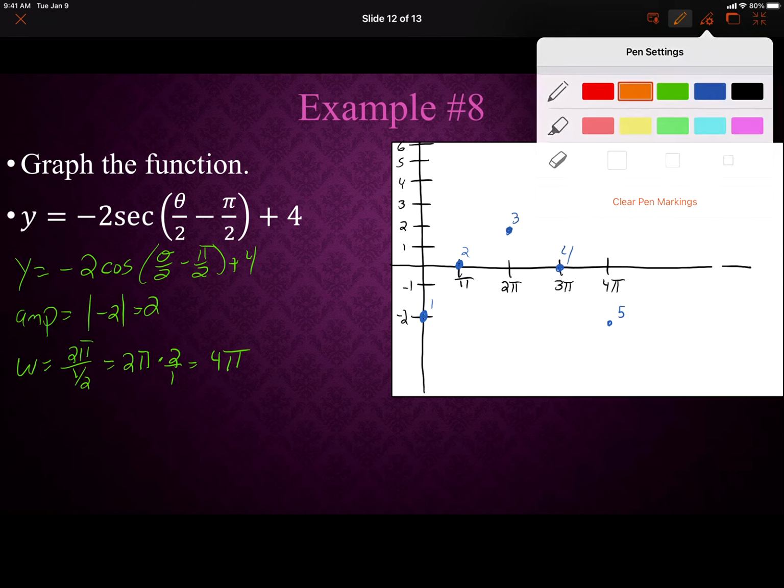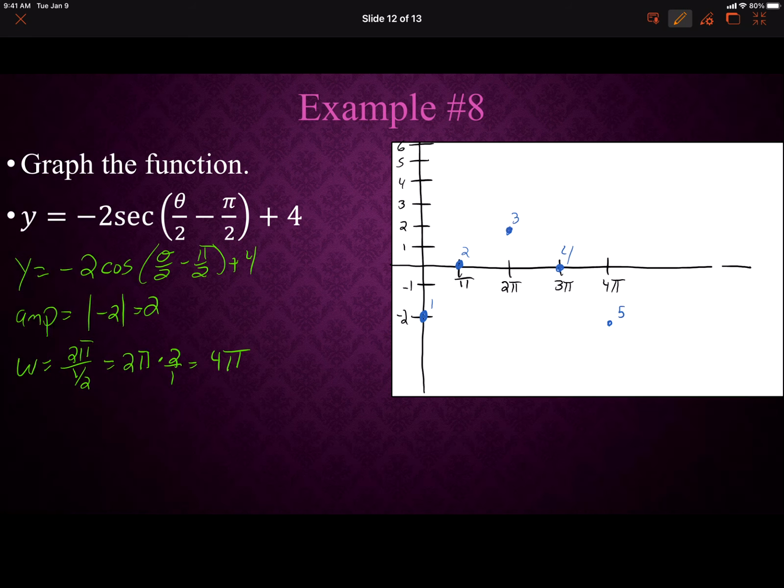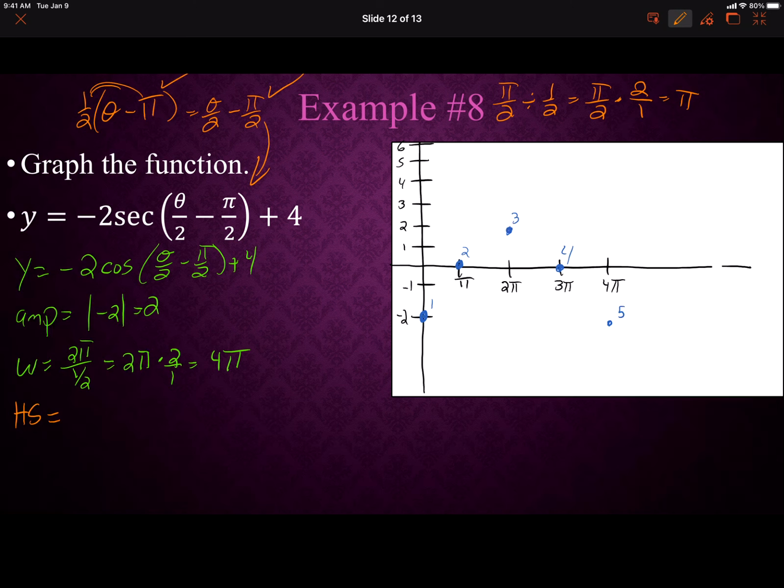The horizontal and vertical shifting now will change those points. So for the horizontal shifting, we factor out the 1/2 away from theta and from pi over 2. So doing pi over 2 divided by the 1/2 means you're doing pi over 2 times 2 over 1, keep, change, flip, multiplied by the reciprocal, which is just pi. And again, as always with all these problems, we've been factoring out the b value to figure out the horizontal shift. If you're ever unsure you factored correctly, just distribute it back. 1/2 times theta is theta over 2. 1/2 times pi is pi over 2. That matches, so we have it okay.